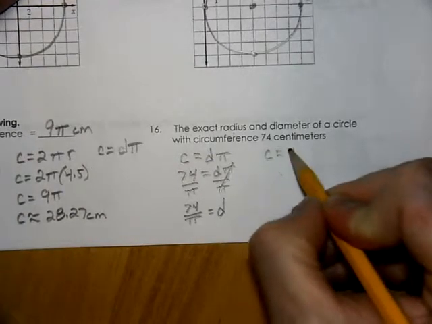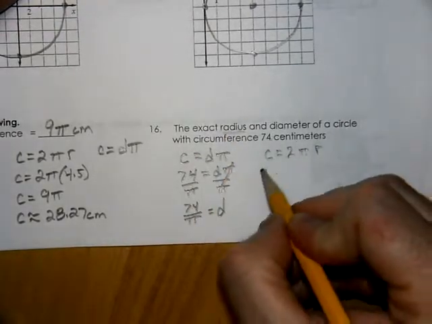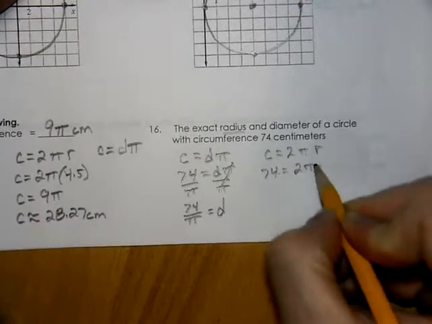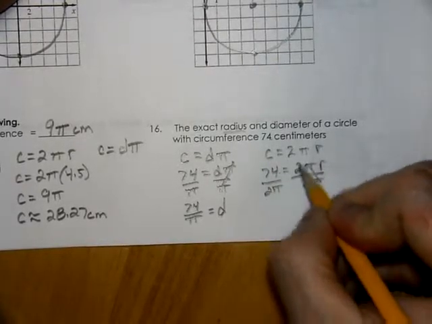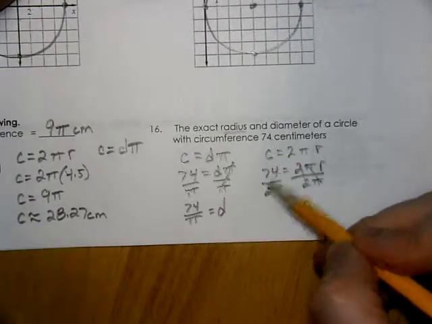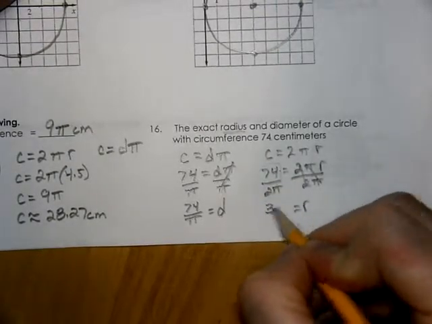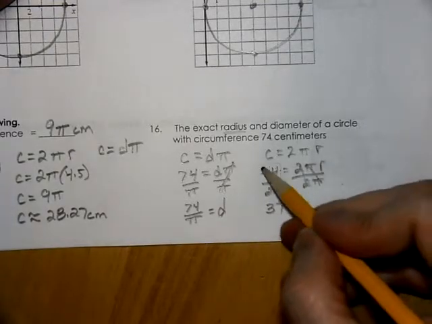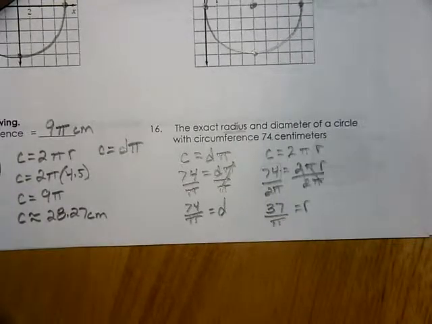You could say that the circumference equals 2 pi r. We're supposed to find the radius. We'll divide by 2 pi. Here we still have the pi in the denominator, but we can reduce with the 2. So 2 goes into 7 3 times. Goes into 14 because you have your remainder 1 7 times. So there's the diameter exact value. Here's the radius exact value.